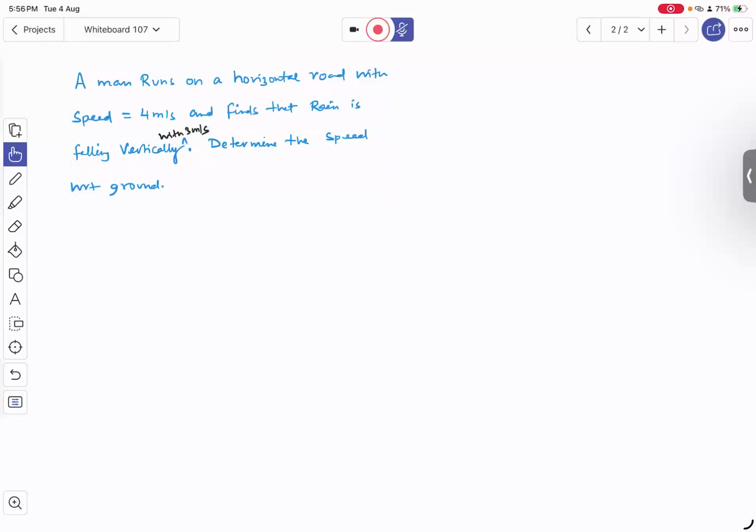So a man runs on a horizontal road with a speed 4 and finds that rain is falling vertically. So rain falling vertically is told with respect to whose frame? Not the ground frame, no, with respect to the frame of the man.